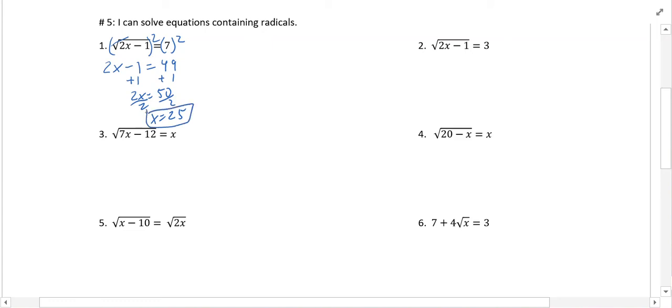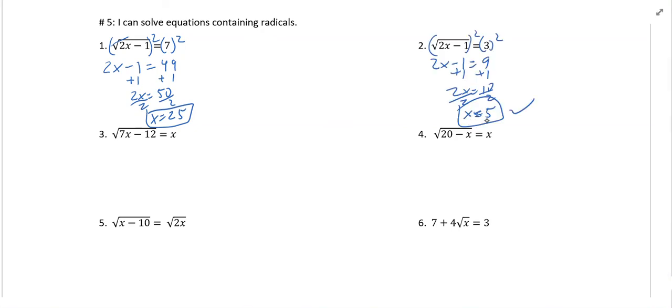All right, so I want you to pause the video and try number 2. Okay, so here we got 2x equals 10. We divided each side by 2. So x equals 5, and I put a check mark because when I did the check, it worked.